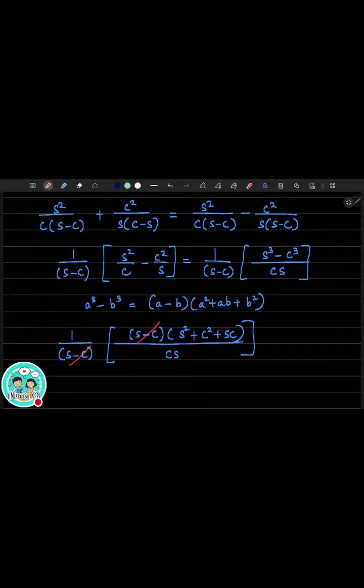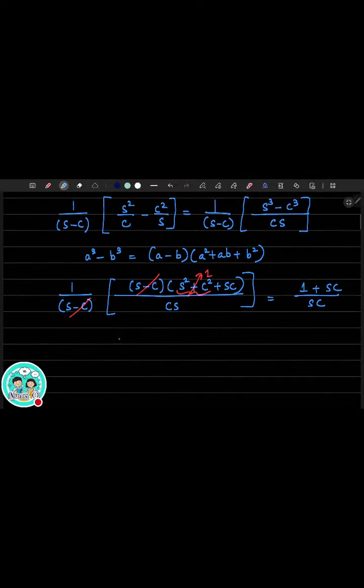Now you can cancel out sine into cos. Sine square plus cos square is equal to 1. So what you have got now is 1 plus sine cos divided by sine cos. Now you can just split the denominator term. So this is nothing but 1 by sine cos plus sine cos by sine cos, which is nothing but 1 by sine multiplied by 1 by cos, plus 1.